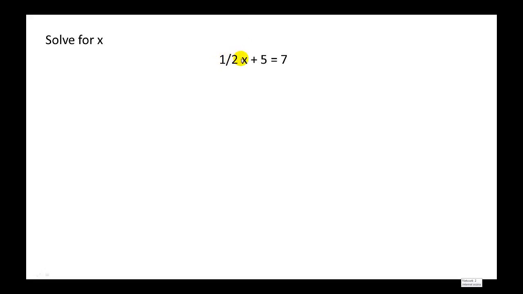If we're given 1/2 x plus 5 equals 7, we should use structure. We need to remember that we want v equals c. So 1/2 x, that's a variable term. It has a variable in it. Positive 5, that's a constant term. It's just a number. And that equals a constant term of 7.